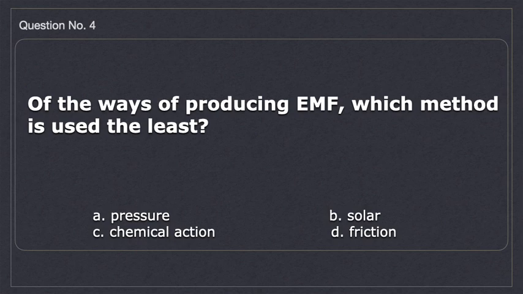Question number 4. Of the ways of producing EMF, which method is used the least? A. Pressure, B. Solar, C. Chemical action, D. Friction. Answer: D. Friction.